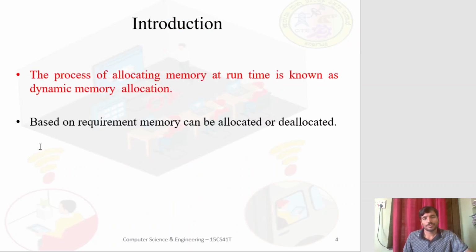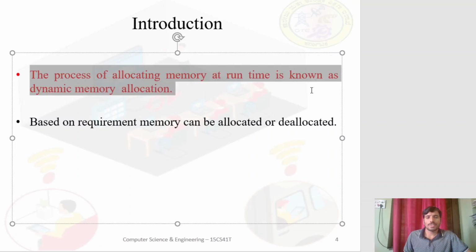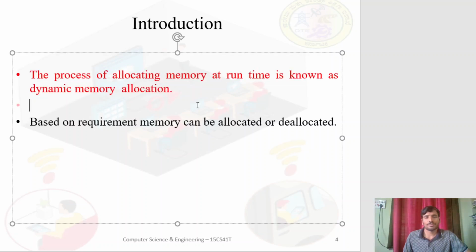Okay, students. So the process of allocating memory at runtime is known as dynamic memory allocation. Simple definition. I repeat it. The process of allocating memory at runtime is known as dynamic memory allocation. Based on the requirement, memory can be allocated or deallocated.